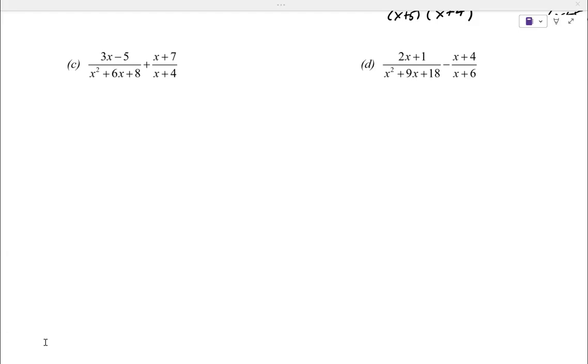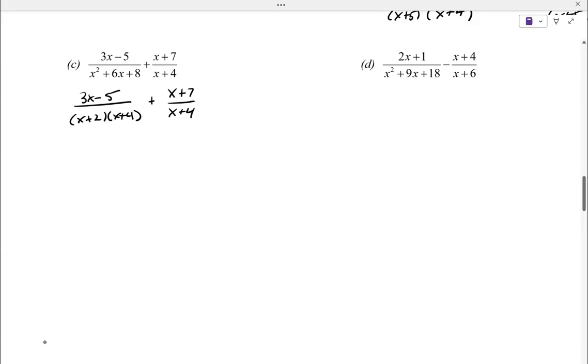Yeah, we factor that first denominator, right? Not a lot of factoring we can do in that second denominator. It's just an x plus 4. So how does that first denominator factor? Good. X plus 2 times x plus 4. Are we all okay with that factoring?